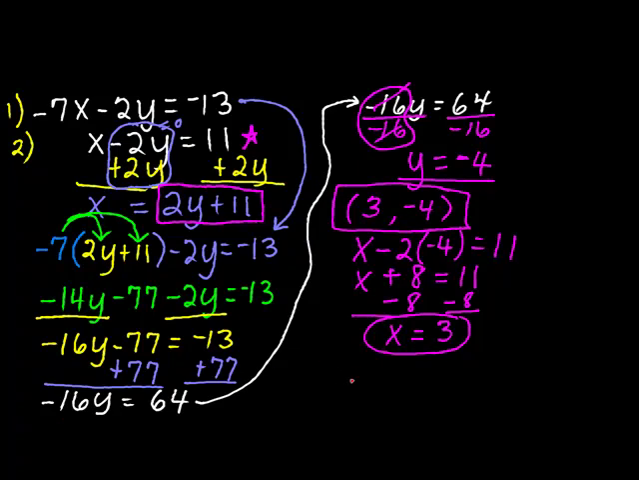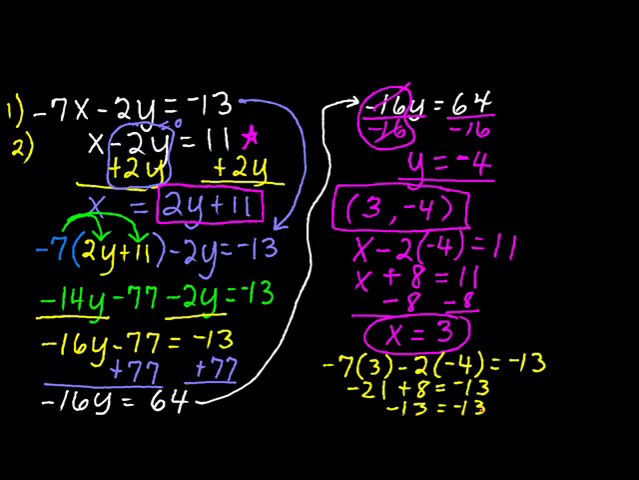Okay, so my first one will become negative 7 times 3 minus 2 times negative 4 equals negative 13. And that's going to give me negative 21 plus 8 equals negative 13. Well, that's true. Negative 13 does equal negative 13. So that's a check mark. I'm running out of room, so I'm going to check the other one. That would be the second one up here.